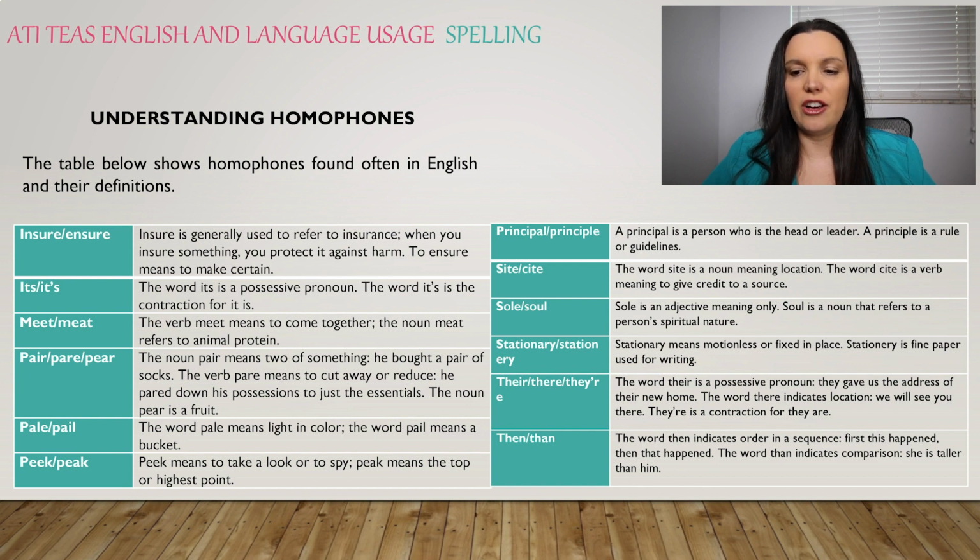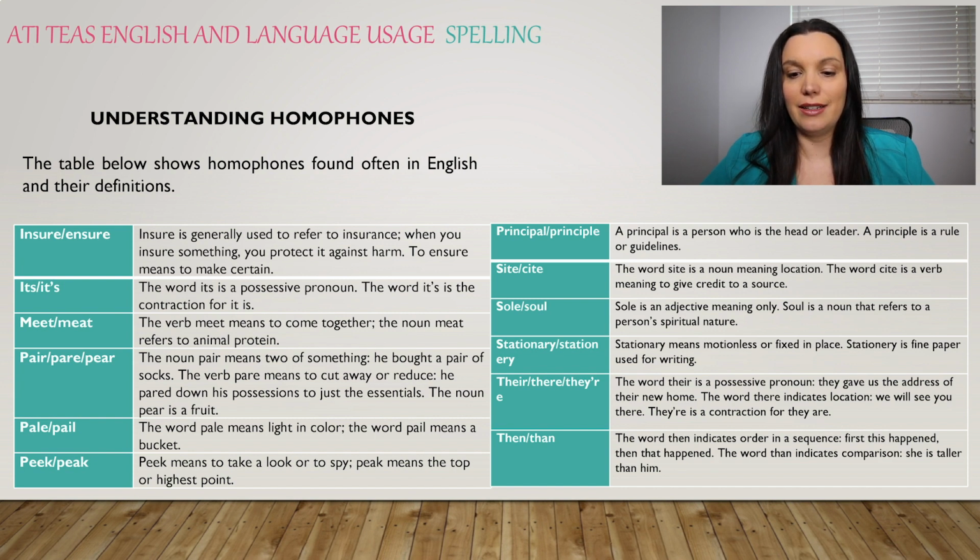Stationary and stationery. Stationary means motionless or fixed in place. Stationery can also mean fine paper used for writing. The word their is a possessive pronoun. They gave us the address to their home. The word there indicates location. We will see you there. And they're is a contraction for they are.